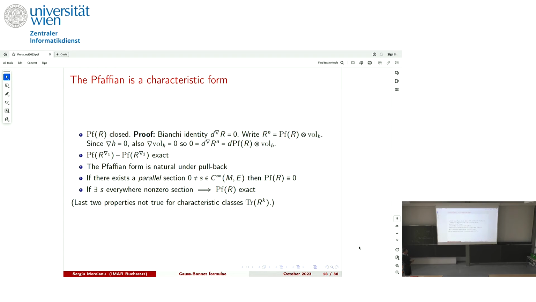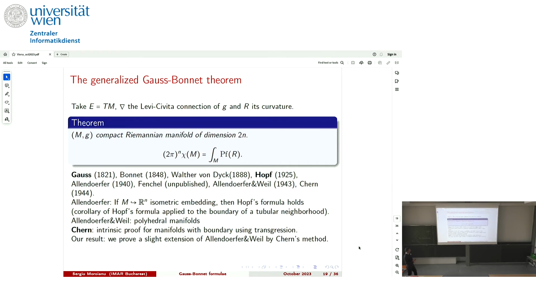Okay, and also, if there is a non-zero section, then the Pfaffian is exact. The cohomology class is 0. Okay, such properties are not true for the other Pontryagin classes. So now this is the standard Gauss-Bonnet or Gauss-Bonnet-Chern formula.